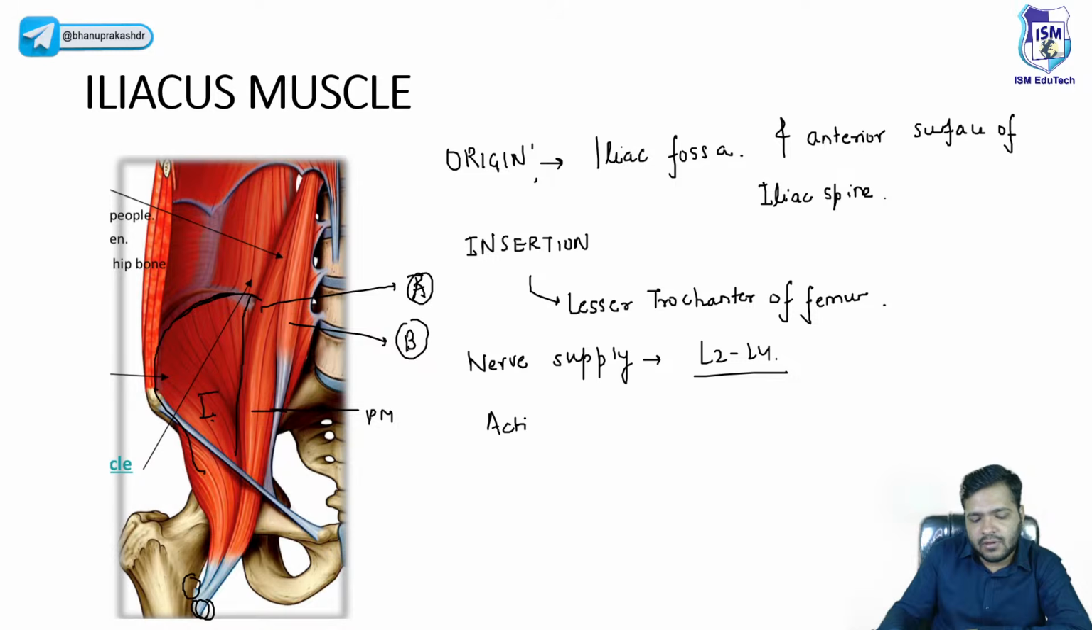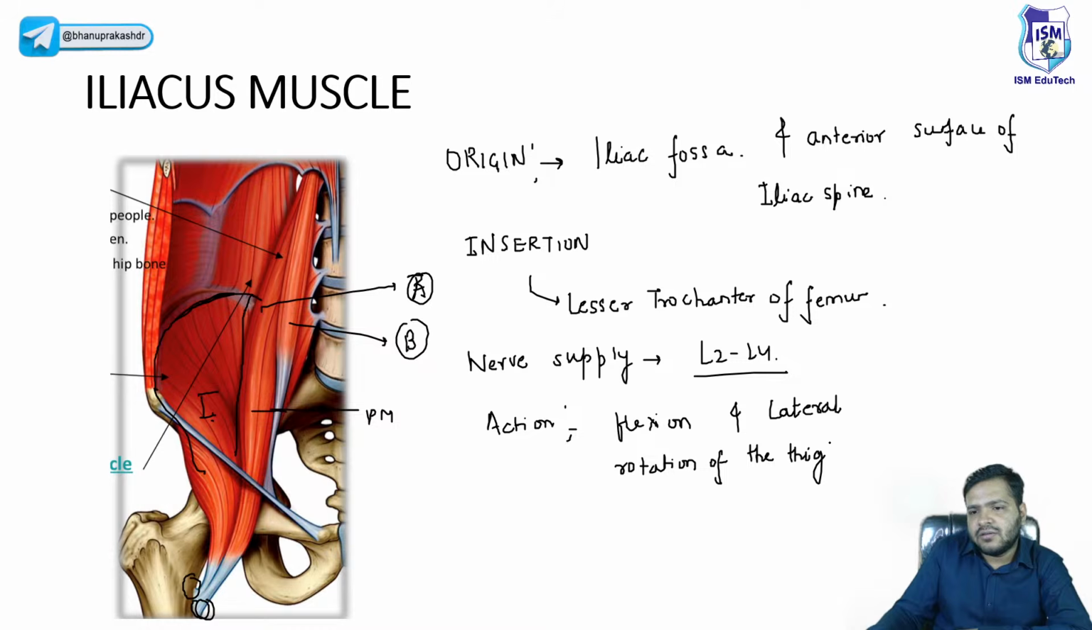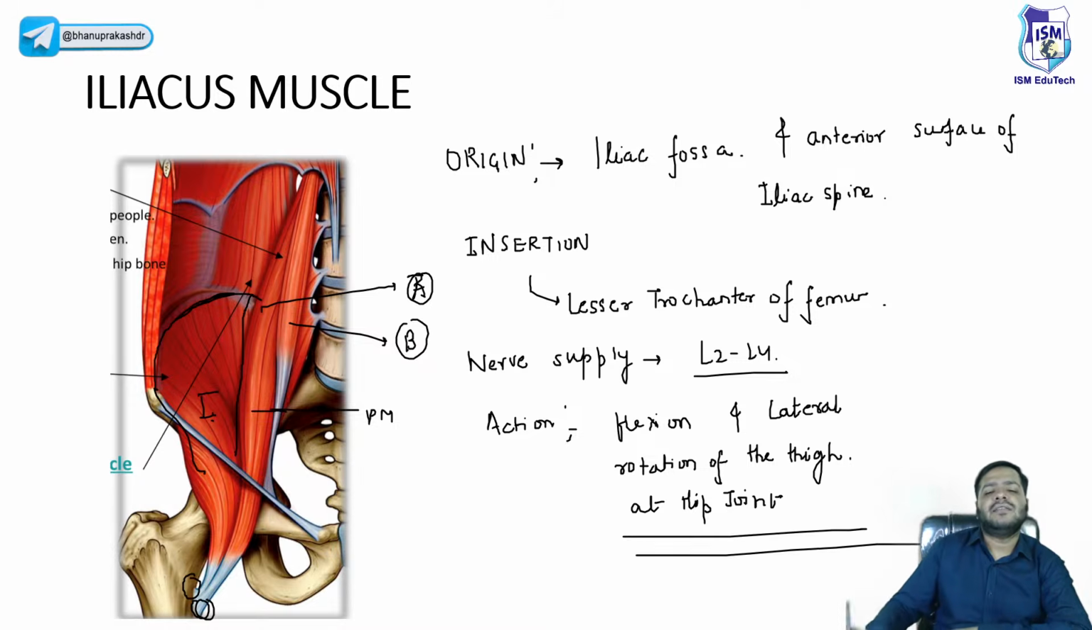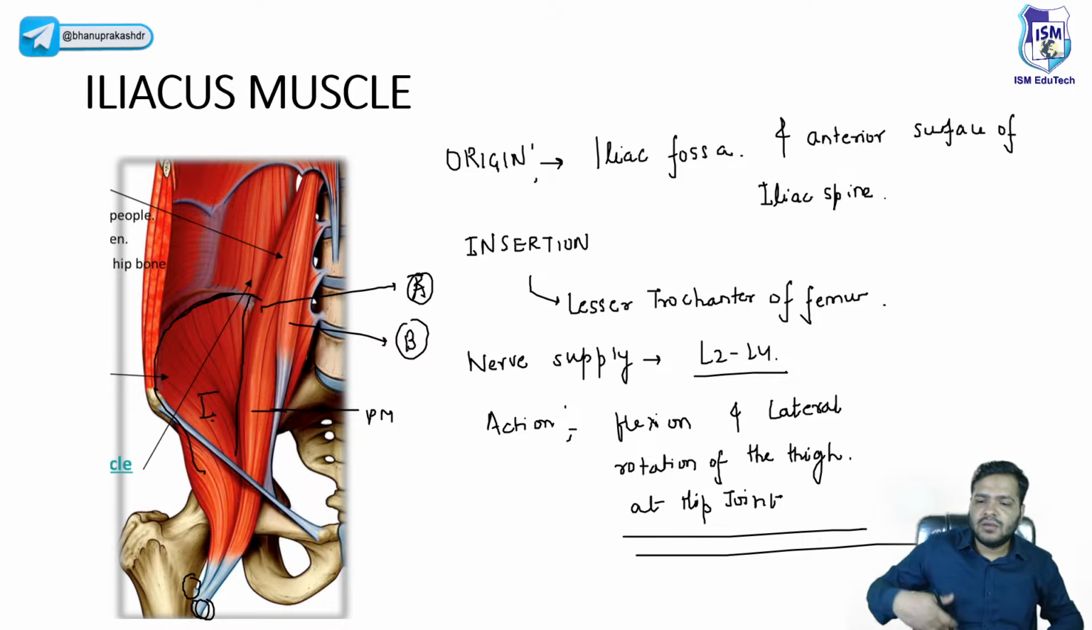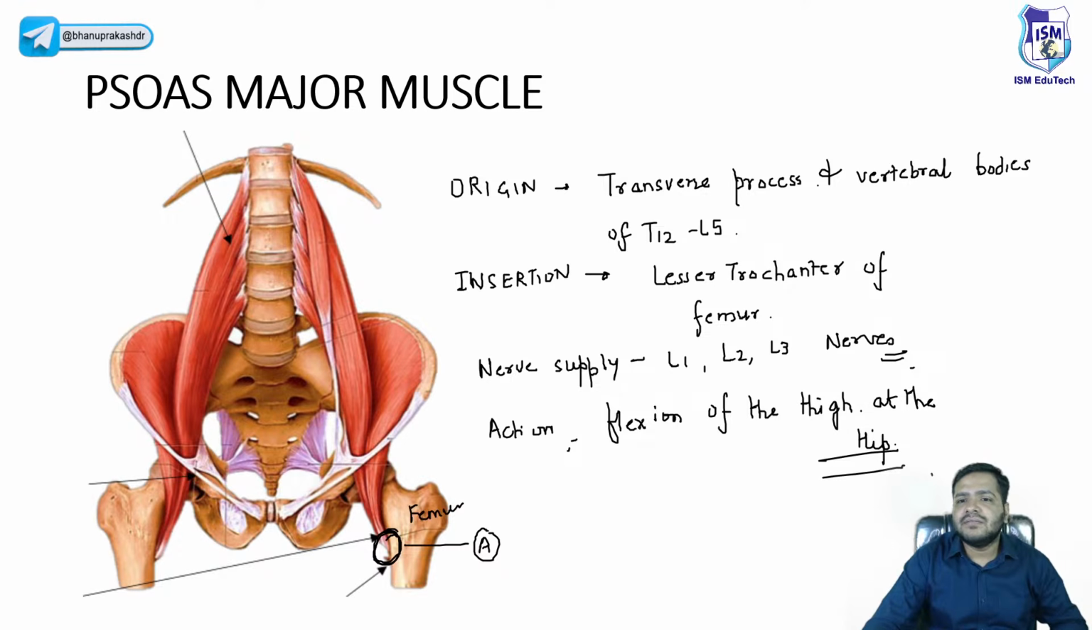And action you have to remember, yes, it is flexion and lateral rotation of the thigh. Flexion and lateral rotation of the thigh at which joint? At hip joint. Flexion and lateral rotation of thigh at hip joint. So yes, iliacus done, psoas minor done, psoas major done.